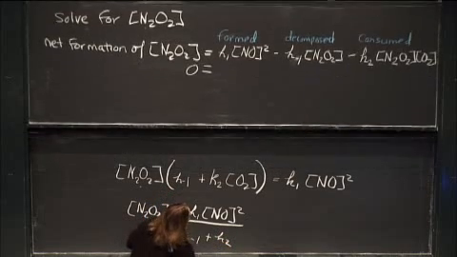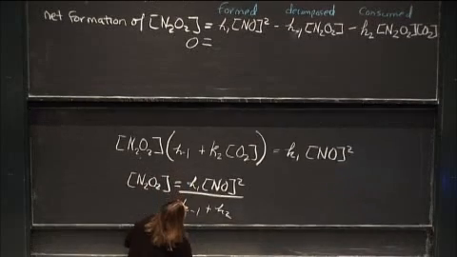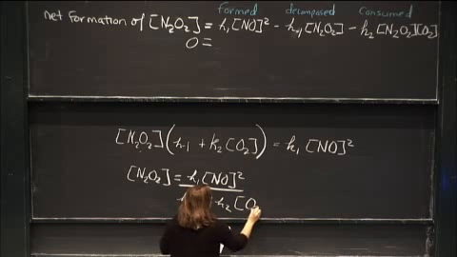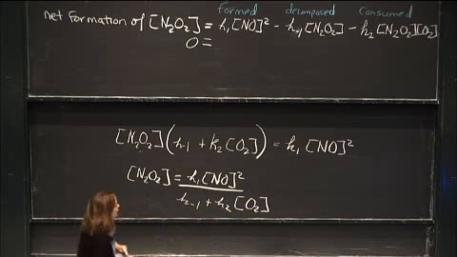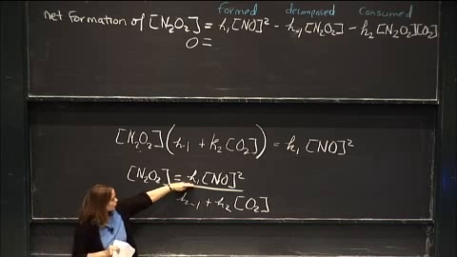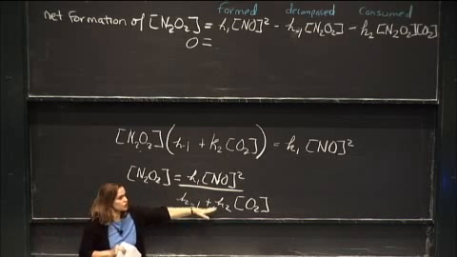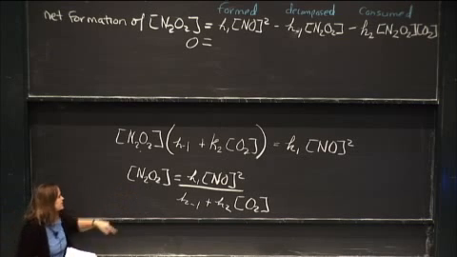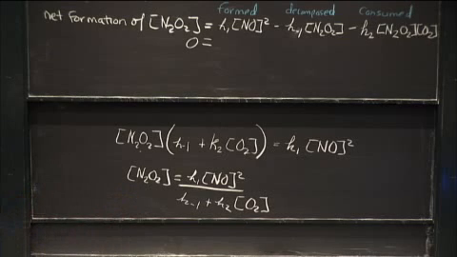k2 times the concentration of O2. So now we've just solved for N2O2, our intermediate, in terms of our rate constants and in terms of our reactants. So that's good. Now we need to take this and substitute it back into here.